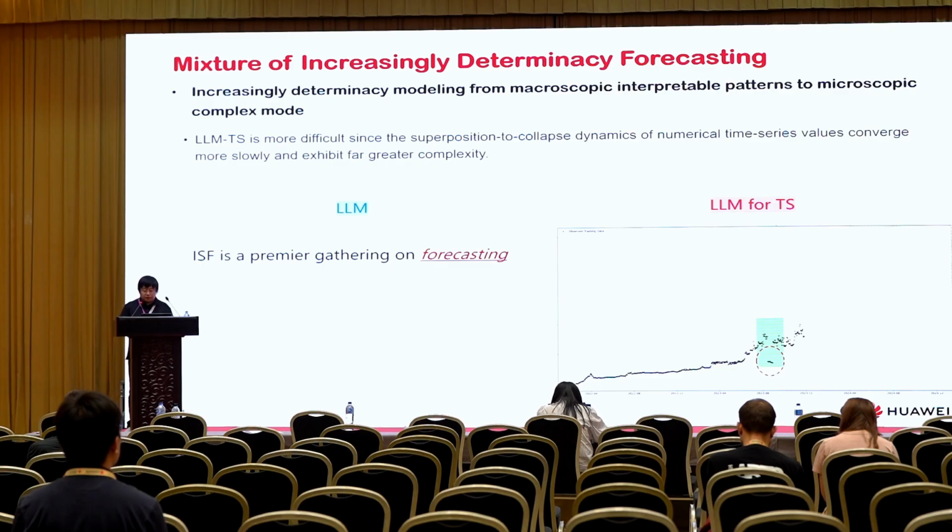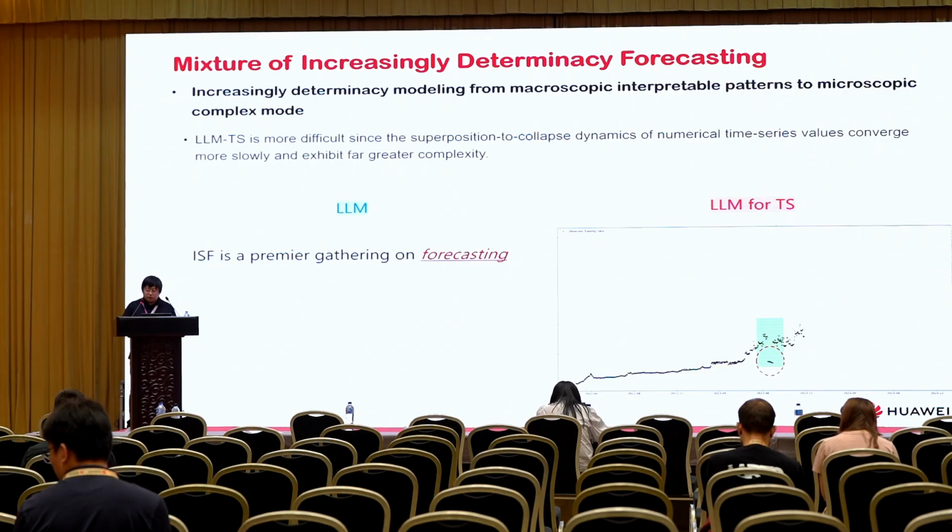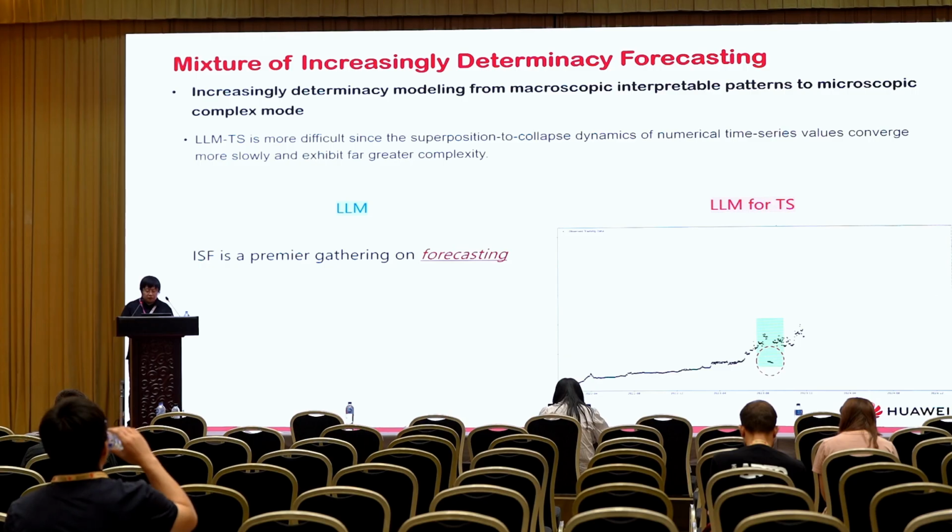This very mechanism underlies the hallucinations seen in large models. Since their operation isn't governed by explicit logical rules, the challenge is even more pronounced for time series large models than for language models, because the superposition-to-collapse dynamics of numerical time series values converge more slowly and exhibit far greater complexity. Let me illustrate with a concrete example.